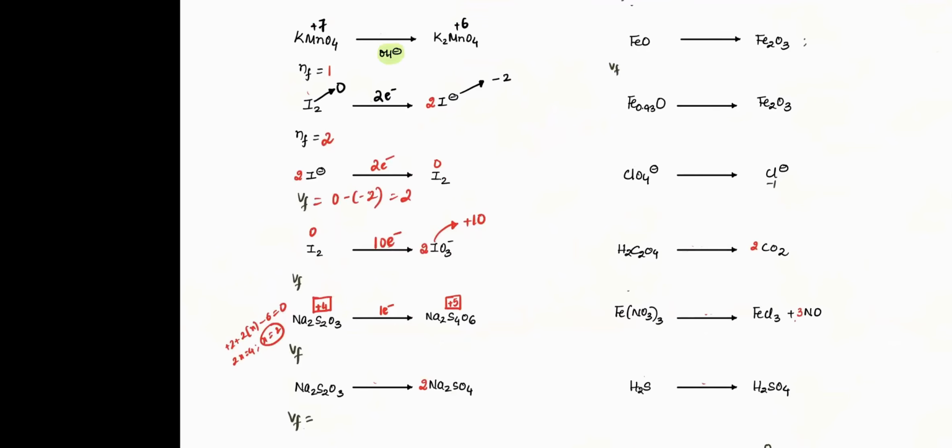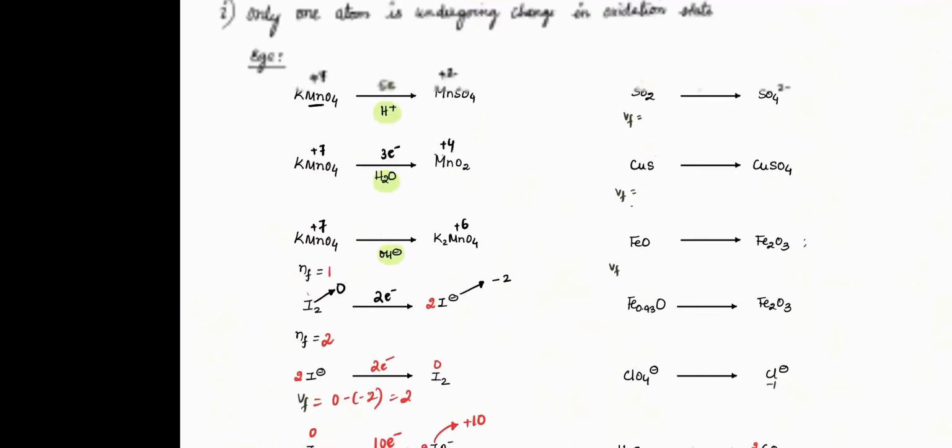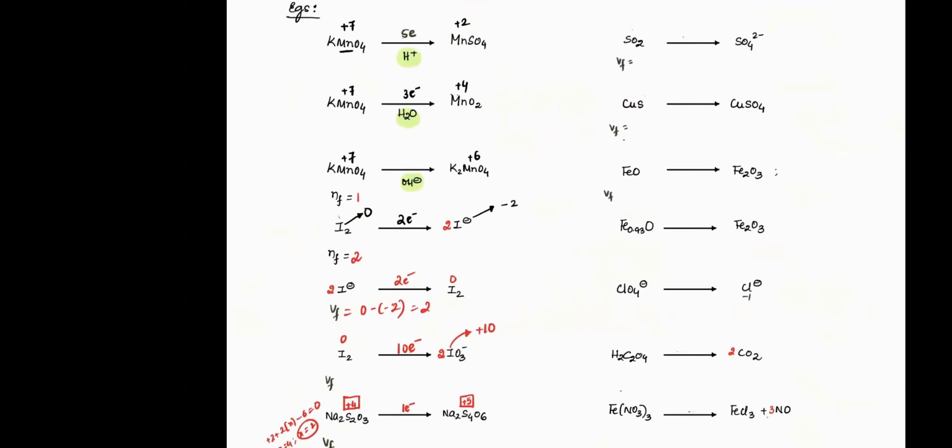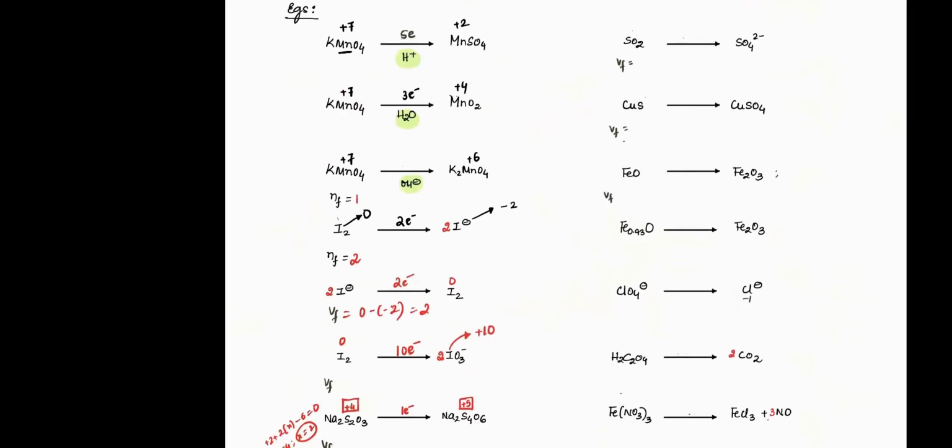Clear, everybody? So I suggest please go through it once and try to figure out the rest of the valency factors, everybody. Okay. I'll give you 5 minutes of time. Complete that.